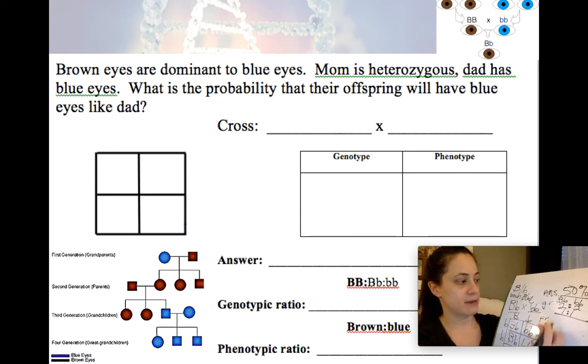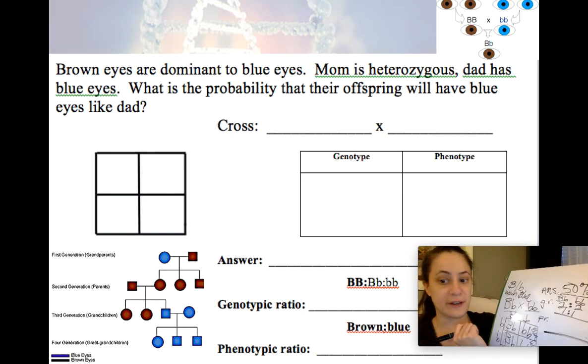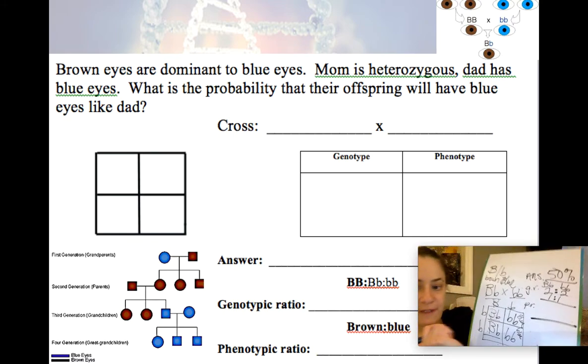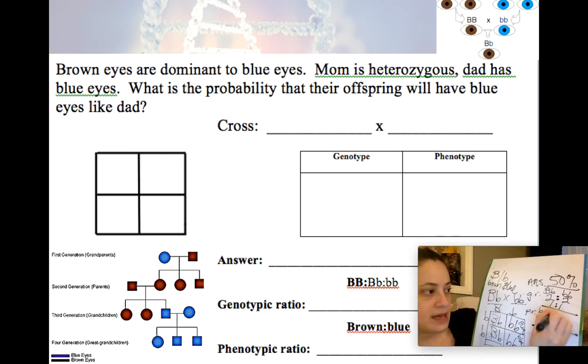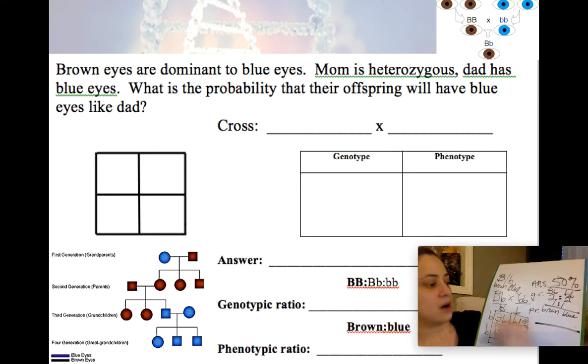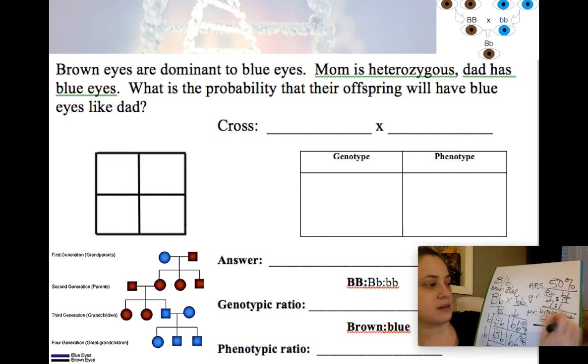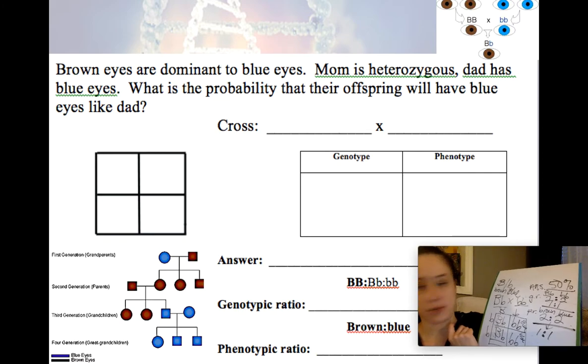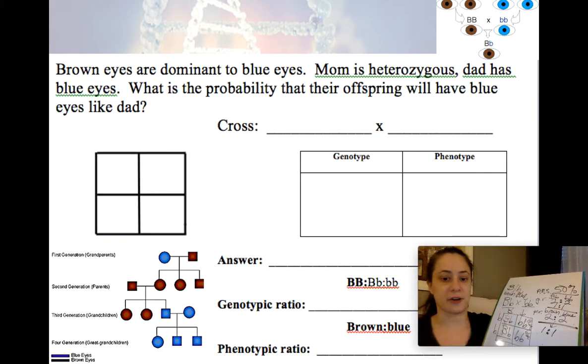Then the phenotypic ratio here, there's 2 phenotypes that we have. One phenotype that we have is brown, and we generally put the dominant phenotype first. The other one that we have is blue. So there's 2 possibilities where the outcome is brown, and there's 2 possibilities where the outcome is blue. So our phenotypic ratio is 2 to 2. Again, you can reduce this to 1 to 1, although 2 to 2 is not incorrect either.